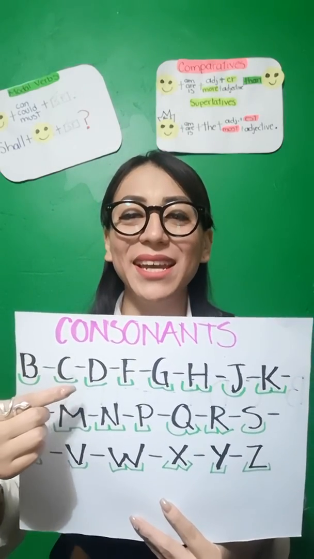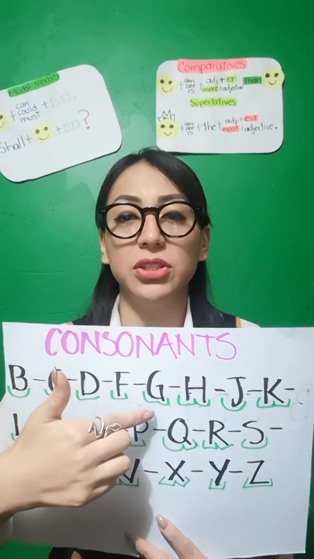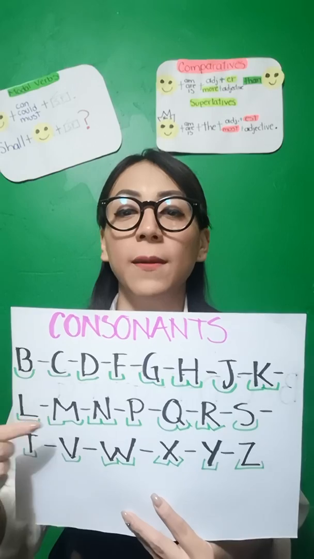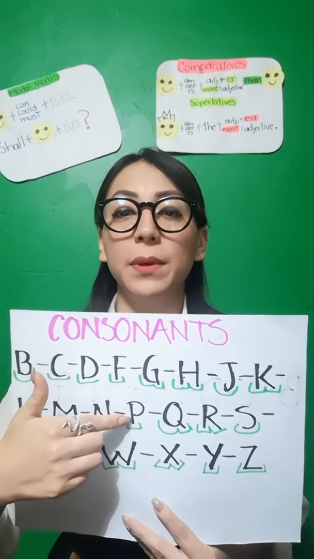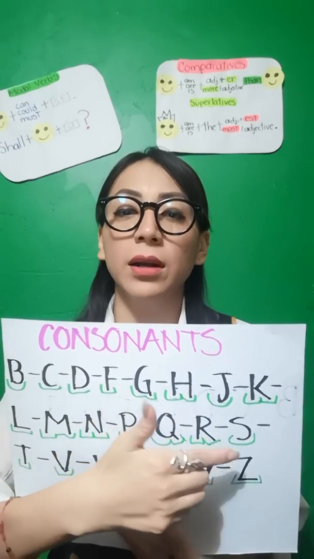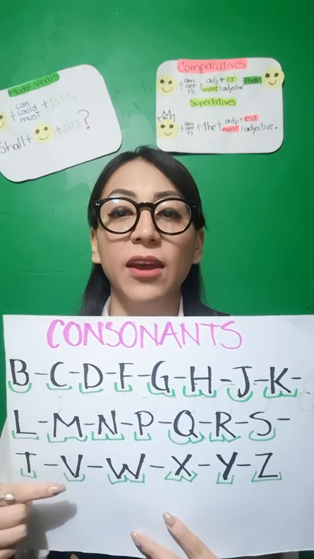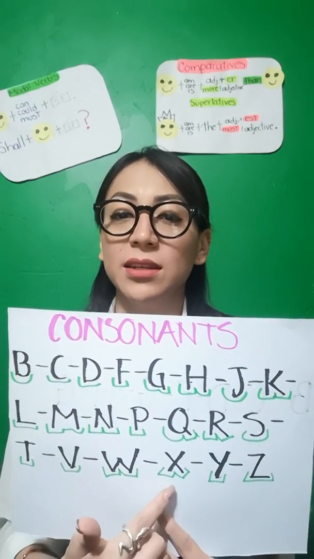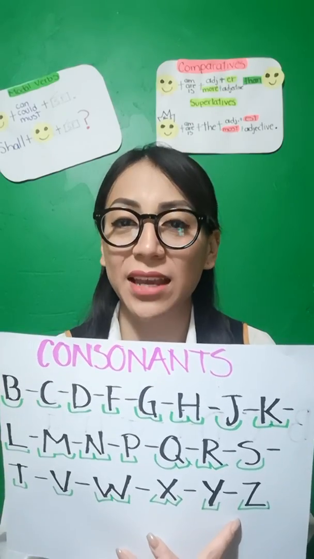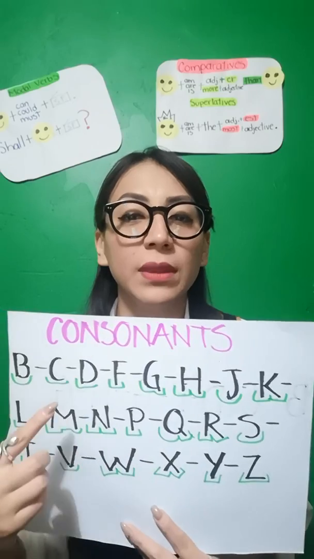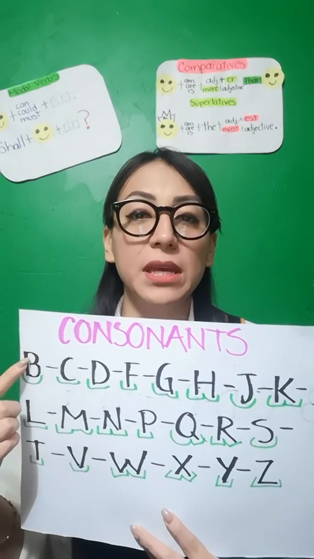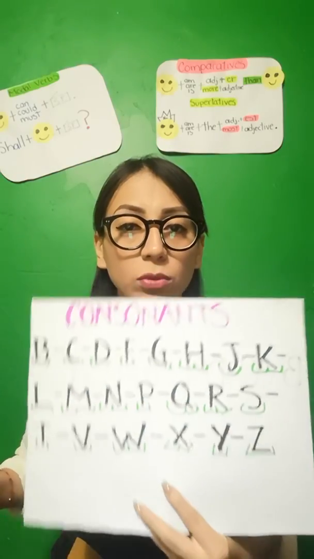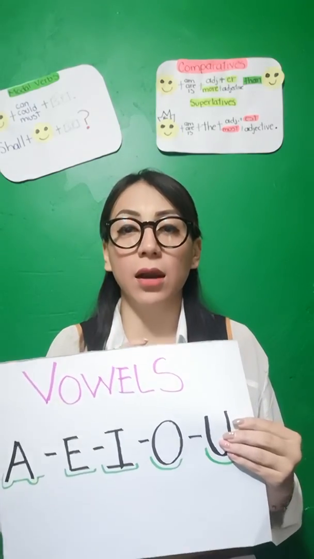B, C, D, F, G, H, J, K, L, M, N, P, Q, R, S, T, V, W, X, Y, and Z. Remember, this is with vibration. Z, C, Z, B, V. Okay? So, remember, guys, this is very important. Consonants are those. Okay? My vowels are those.